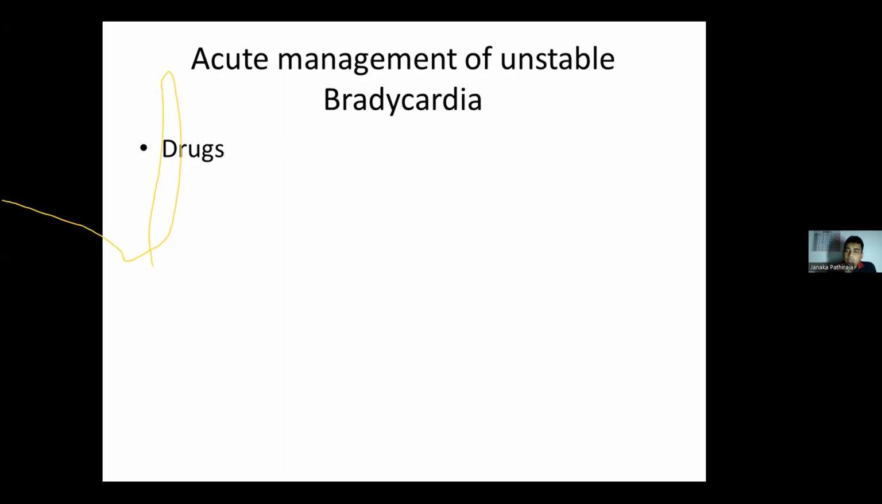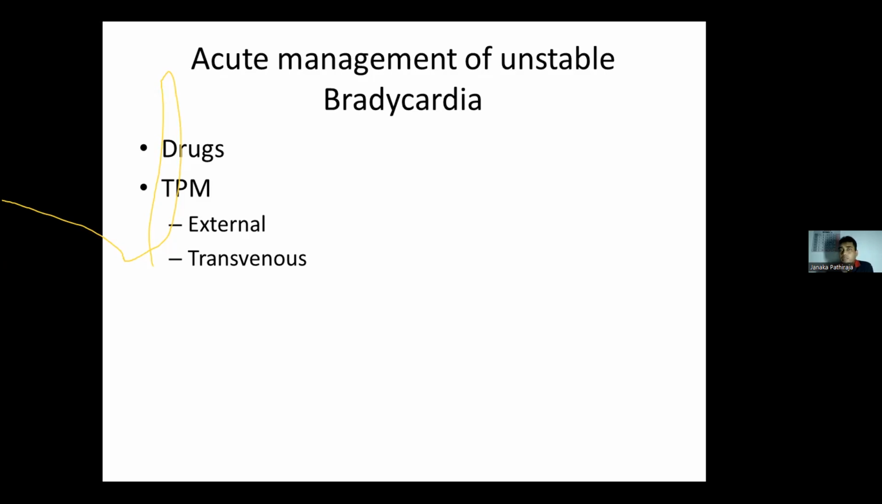So drugs are not a permanent solution for bradycardia. Then what is the permanent solution? Permanent in the sense, what is the reliable solution for symptomatic bradycardia? Pacing. You have to go for a temporary pacemaker, right?